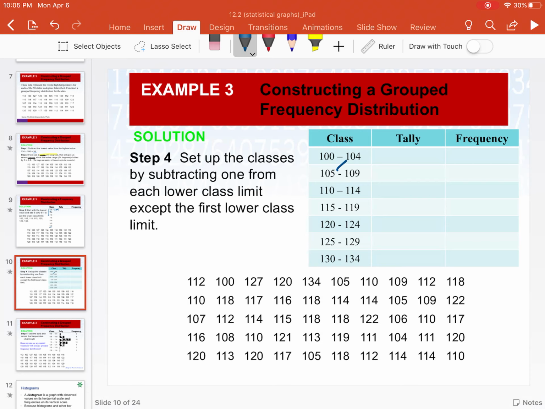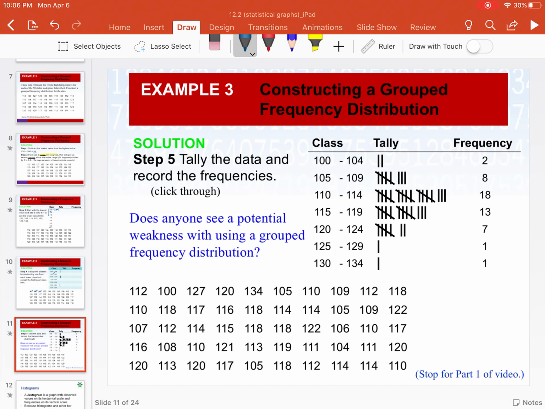Now you go and do your tally marks, and again, you would call them out, and you just put them in each, so 112. All right, 112 goes in there, cross it out. 100 goes in there, cross it out. 127 falls in here, cross it out, and so on and so on. Go through, and you want to cross them out because you want to make sure you use each one, you don't leave any out, and you don't count them twice. Okay? And there you go.